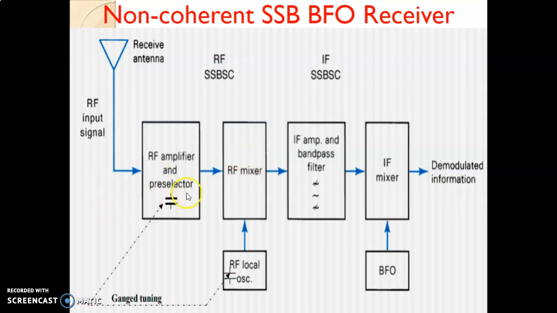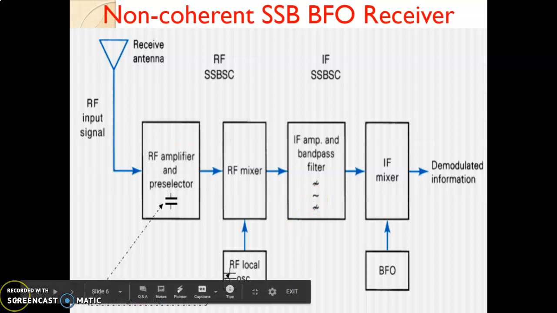So here we have studied the FM receiver, then the SSB receiver, coherent and non-coherent, and all the types of receivers work on the principle of superheterodyning, meaning converting the incoming RF signal into the intermediate frequency and then detecting the signal.